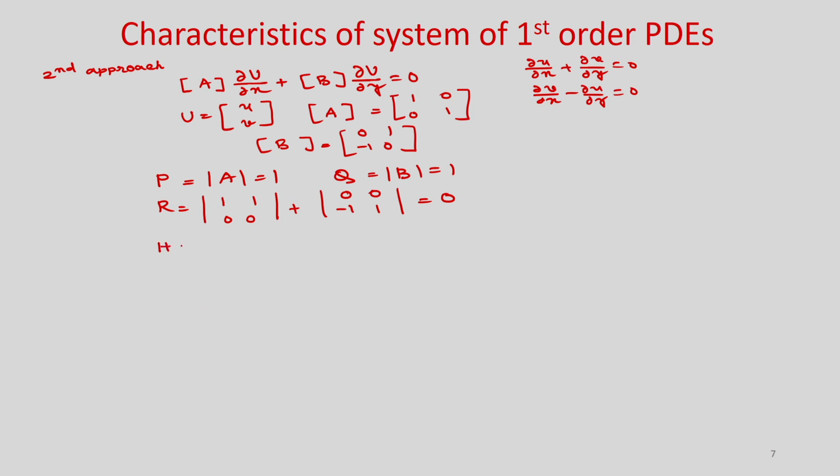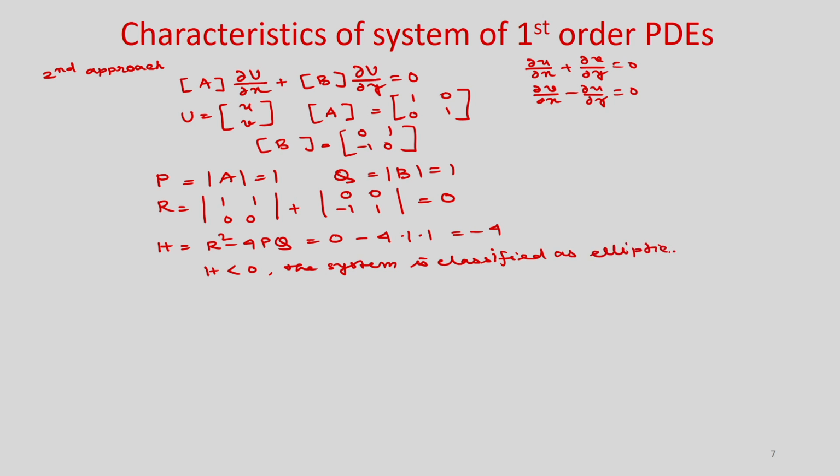So, now you can find H is R square minus 4PQ, and R square is 0 minus 4, where P is 1 and Q is 1. So, it is minus 4. So, the value of H is less than 0. So, obviously, it is elliptic in nature. As H is less than 0, the system is classified as elliptic.